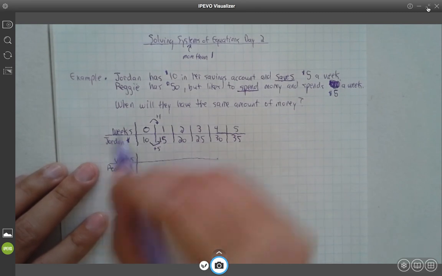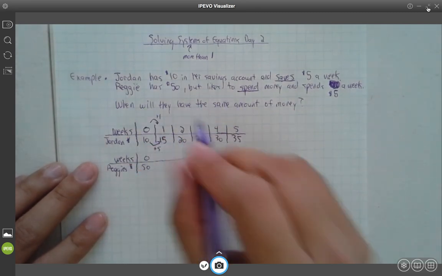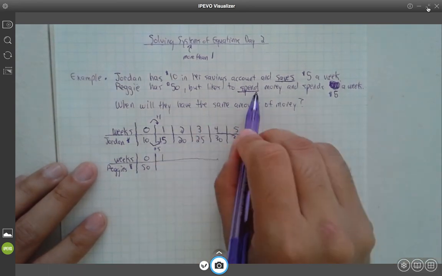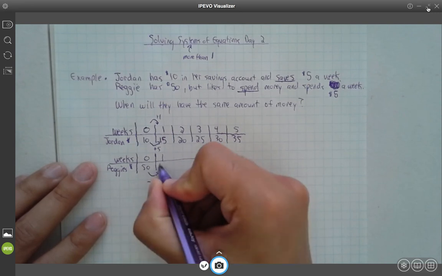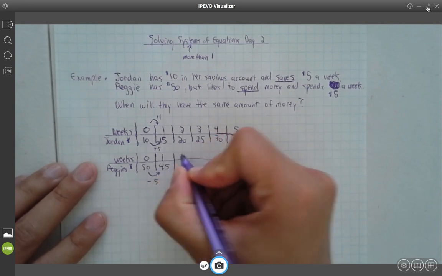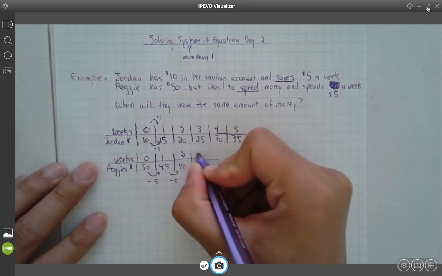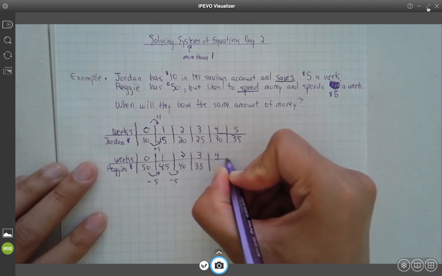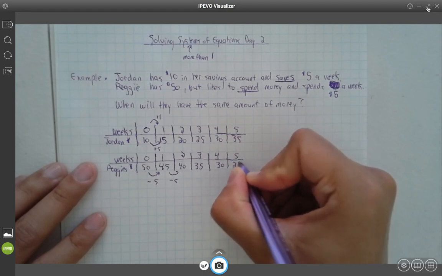And Reggie has $50 to start with, but she spends her money and spends $5 a week. So after 1 week, what's that mean if you spend money? Well, that means you're losing money. So now you're going to minus 5. You should be at 45. And after 2 weeks, if you minus 5, she'll be at 40. After 3 weeks, she'd be at 35. After 4 weeks, she'd be at 30. And after 5 weeks, she would be at 25.